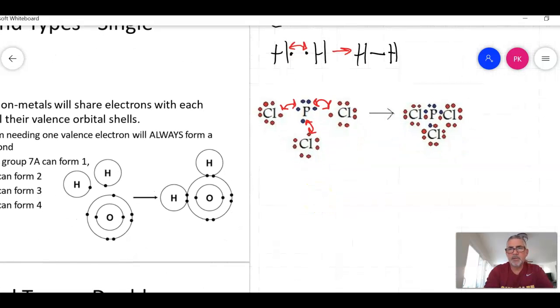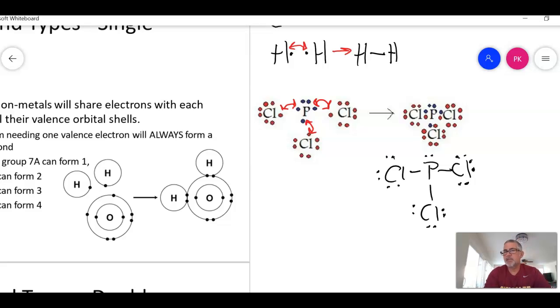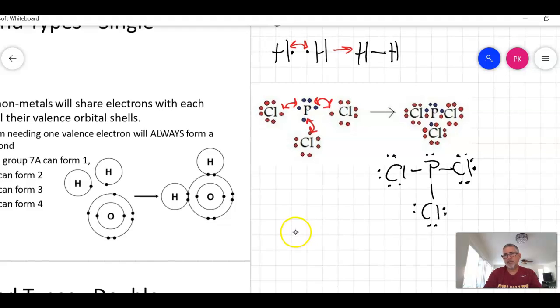So if I do this in a Lewis structure, remember the single lines mean shared. So now each chloride has 2, 4, 6, 8. They get to share the electrons between them. This phosphorus now has 2, 4, 6, 8. Right? So they all have 8. So all of them have satisfied the octet rule.